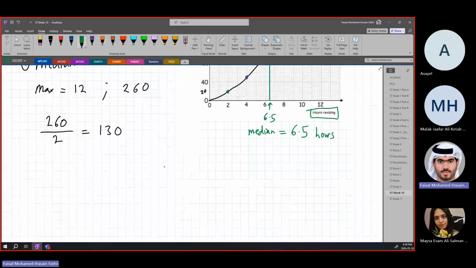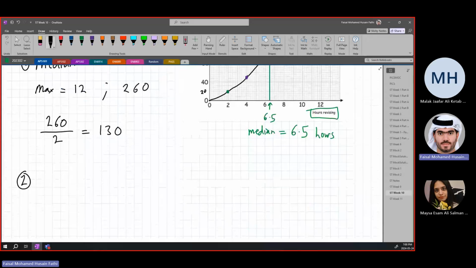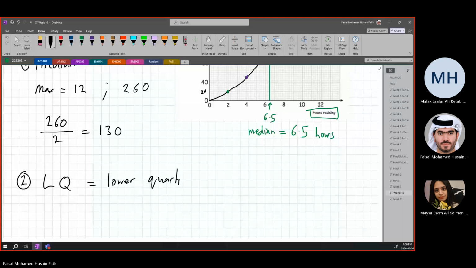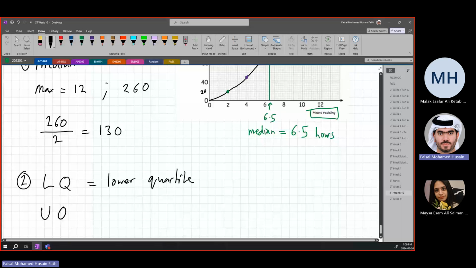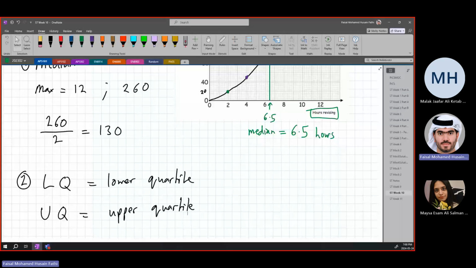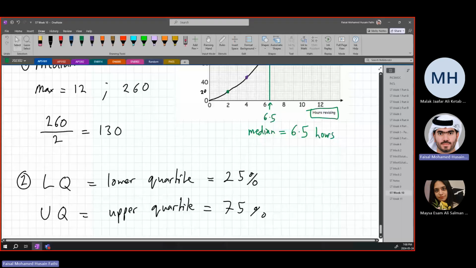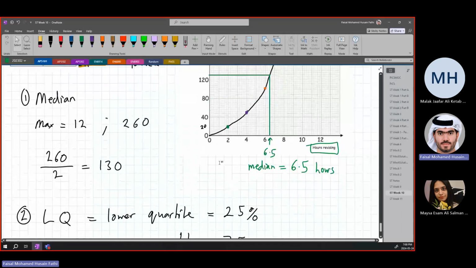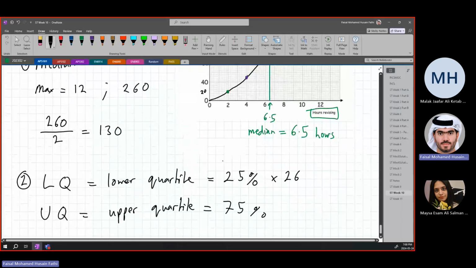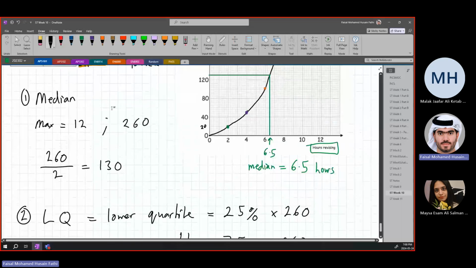The second question they might ask is about the lower and upper quartiles. So LQ, which is lower quartile, and UQ, which is upper quartile. All that means is the lower quartile is 25% of the total, and the upper quartile is 75% of the total. So you're going to find the 25% mark of your 260, and the upper quartile is 75% of your 260, which is your total frequency.